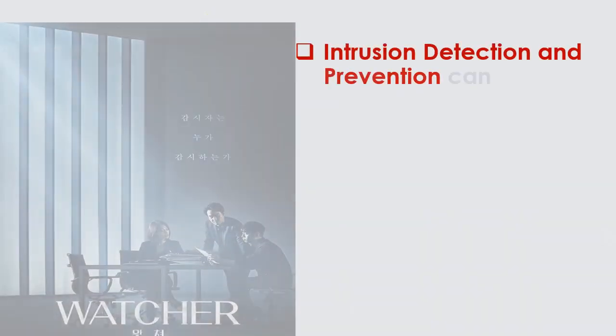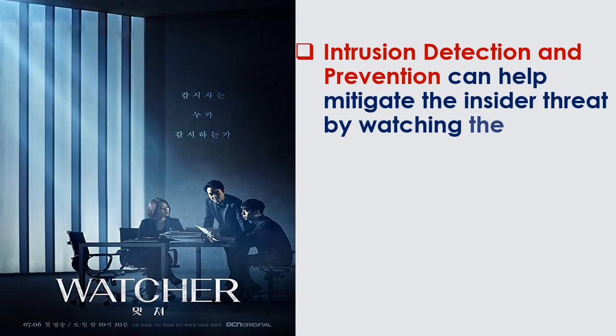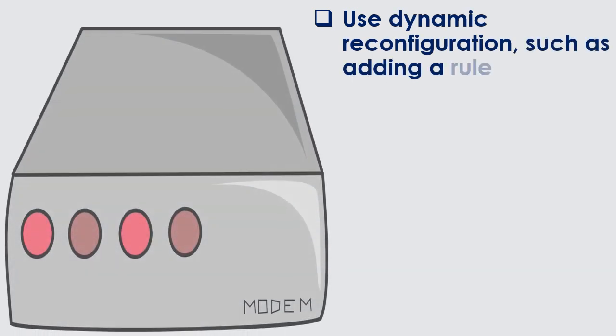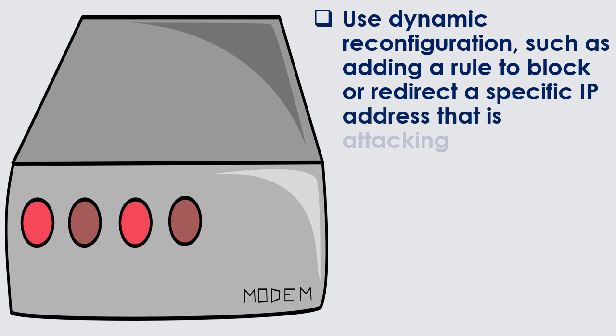Intrusion detection and prevention can help mitigate the insider threat by watching the watchers. Use dynamic reconfiguration, such as adding a rule to block or redirect a specific IP address that is attacking the network at that moment.